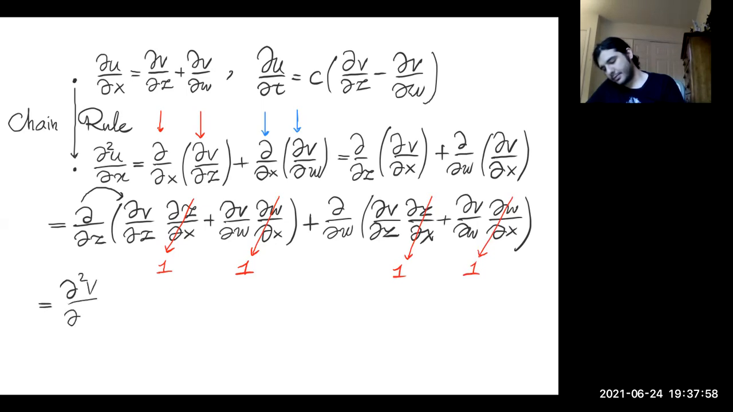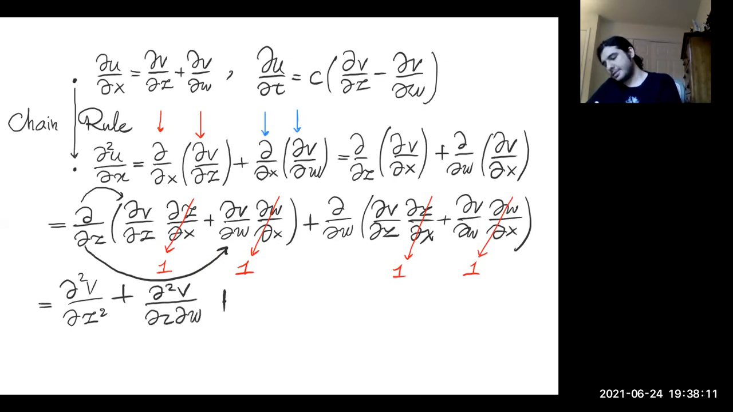plus. We should apply this derivative with respect to z to the second term. You would get second derivative of v with respect to z and w plus, if we apply this derivative with respect to w to derivative of v with respect to z, we get second derivative of v with respect to w and z plus, then there is another term, second derivative of v with respect to w.